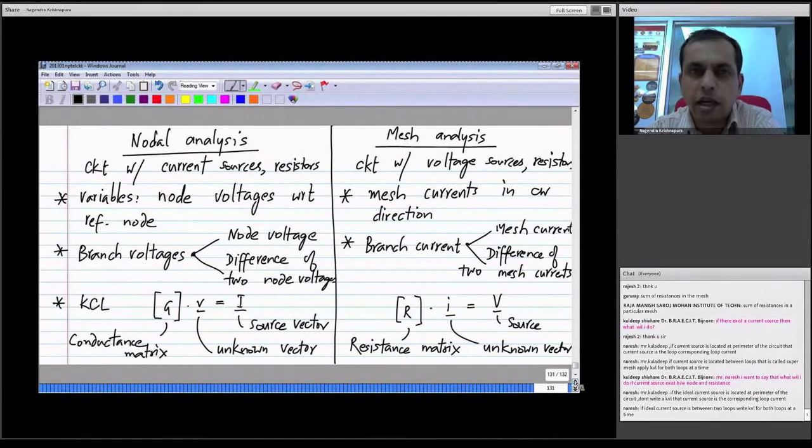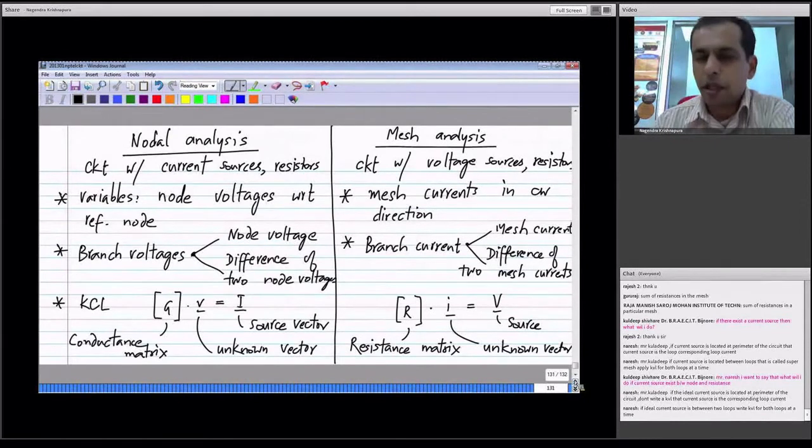Okay, and also the matrix elements can be written down by inspection in case of nodal analysis by looking at conductances at each node or conductances between different nodes, and in case of mesh analysis, the total resistance in each mesh or the resistances common to two meshes. Okay, any questions so far?